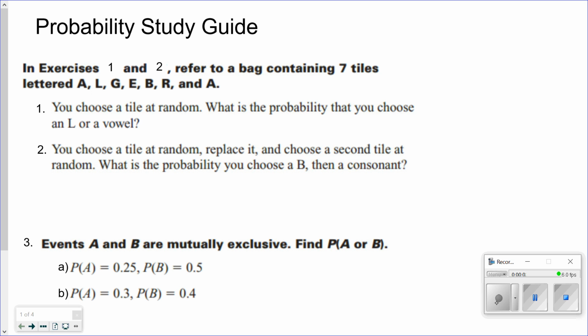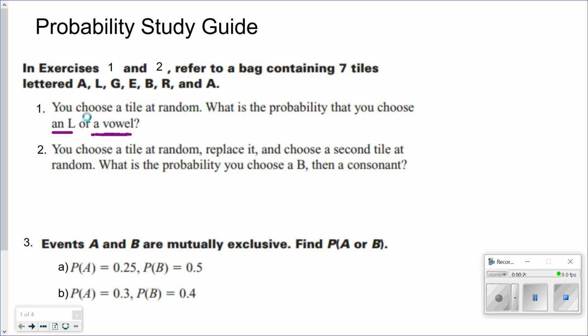Hi everyone, today we are going to go over our study guide for our probability quiz. In exercises 1 and 2, refer to a bag containing 7 tiles lettered A, L, G, E, B, R, A. Number 1, you choose a tile at random. What's the probability that you choose an L or a vowel?